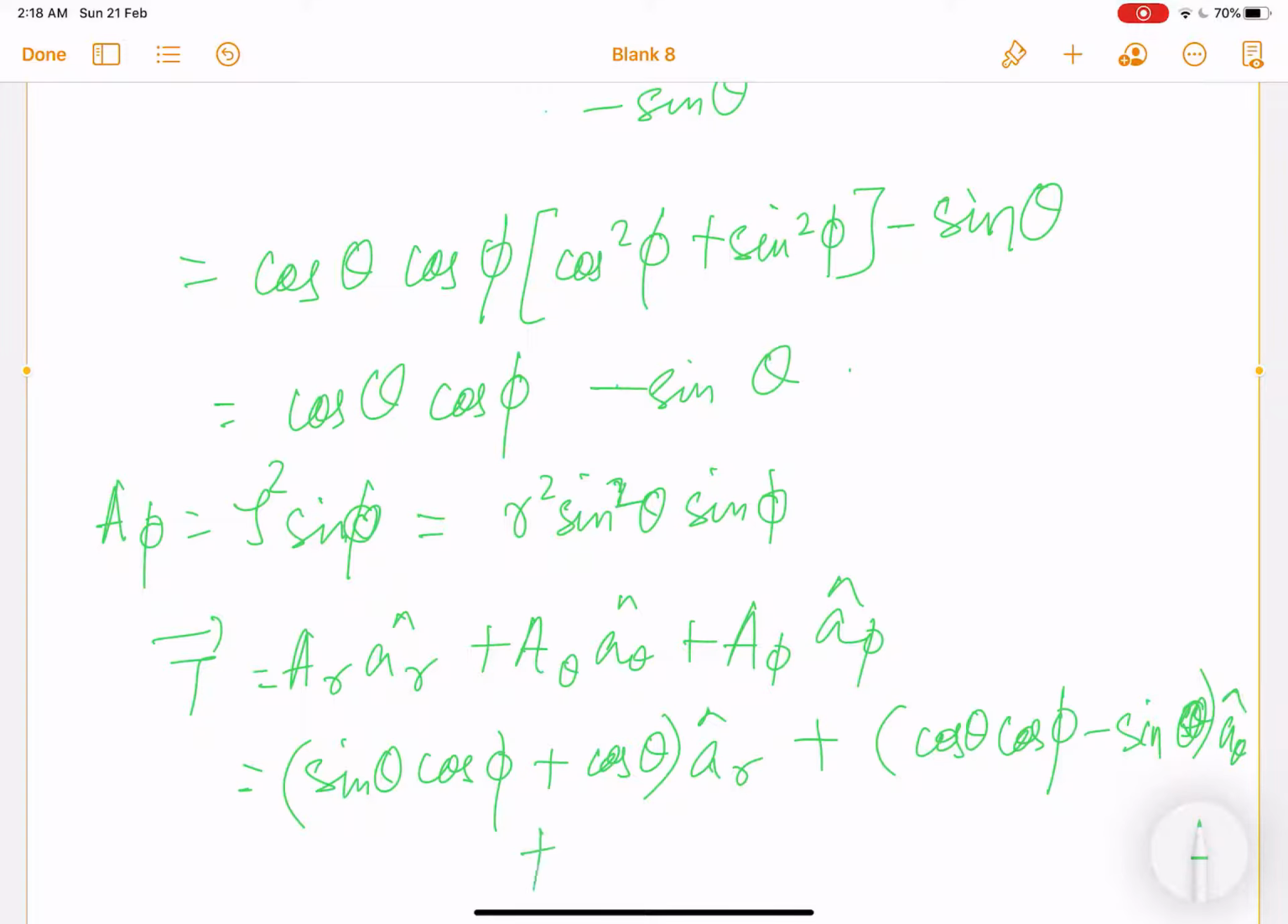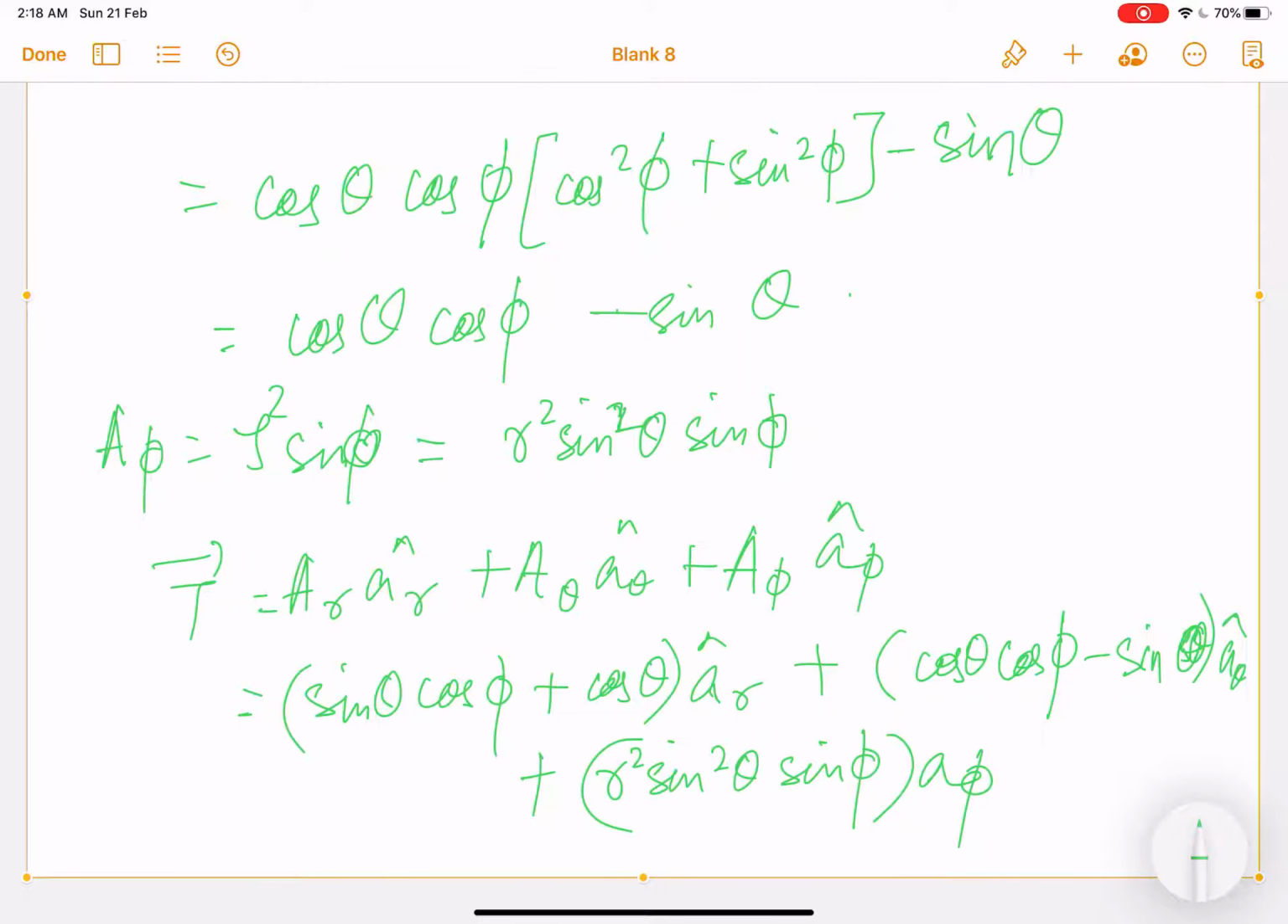Okay, plus this one I got sine square theta sine phi. This is A phi. Okay, I wrote this directly from that cylindrical coordinates. Do solve it and tell me whether you got this one or not.